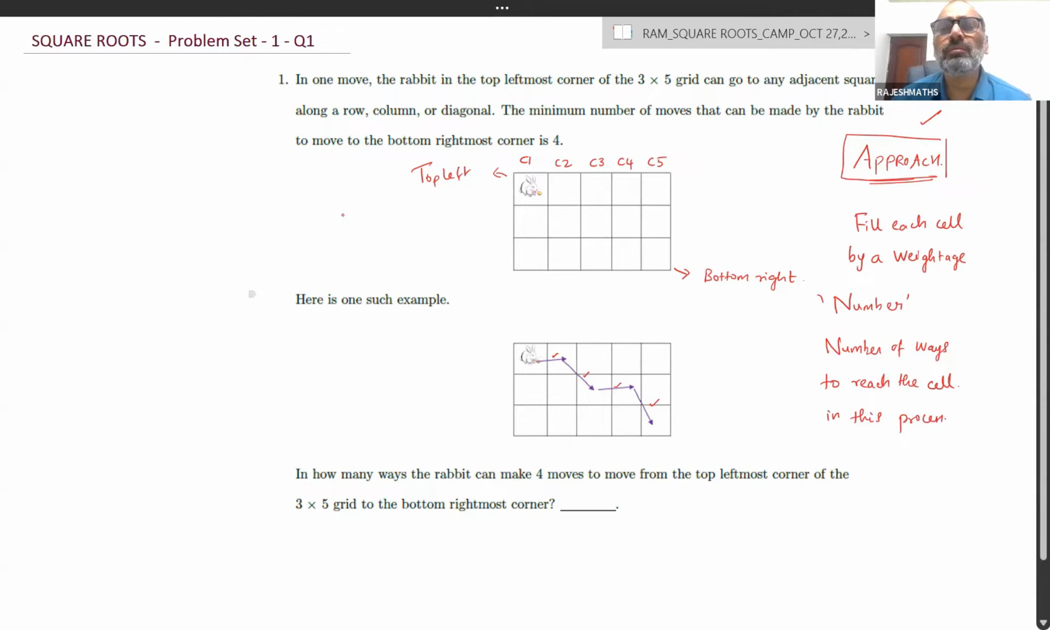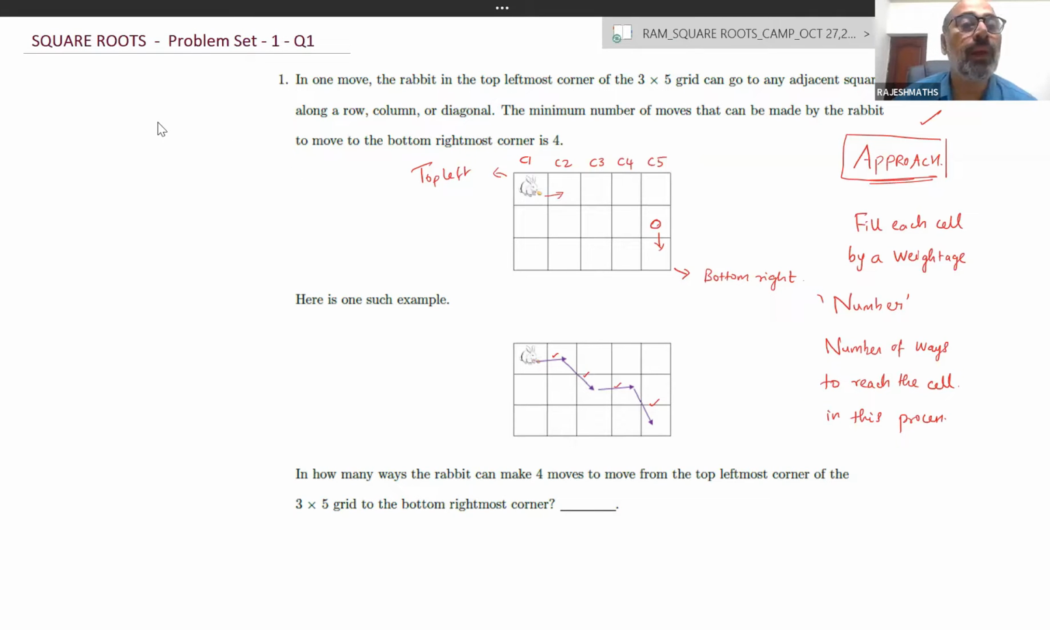Now, if you take, for example, this one, this is going to be 0. The reason is that finally, if you have to come down here, you have to make 4 moves from C1 to C5. Every move should shift by 1 column. So C1 to C5, you have made 4 moves plus 1, which will be 5 moves. We want only 4 moves. Therefore, this is going to be 0, right?